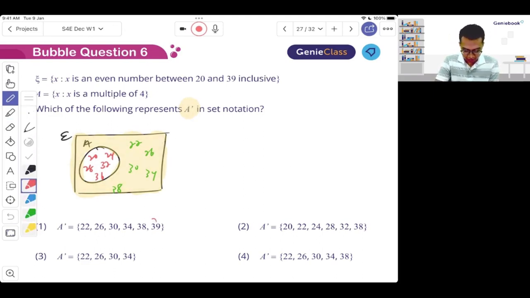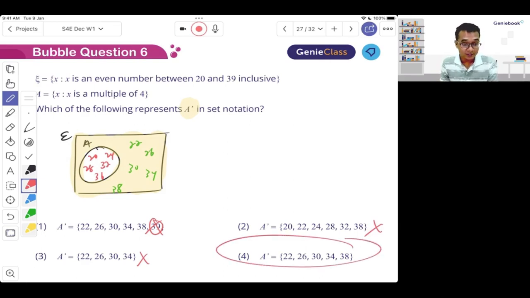The first one is out because there's 39 in it. The third one is out because it's missing a number. There's five elements in A complement. This one only has four. And second one, we have too many. We have 1, 2, 3, 4, 5, 6 elements. The correct one is option 4, and indeed it has 22, 26, 30, 34, and 38.